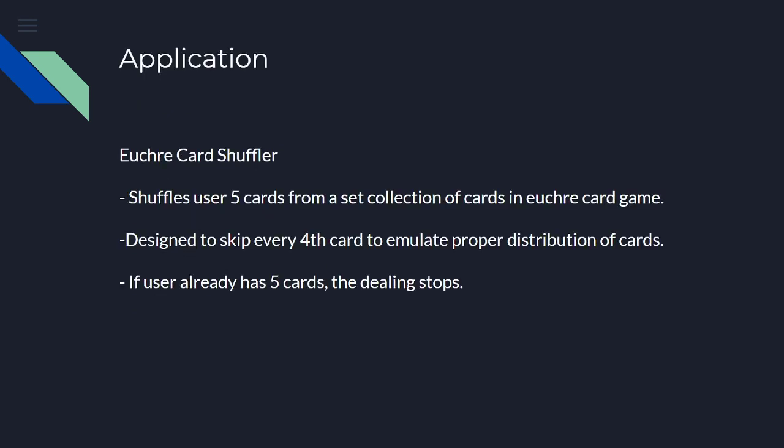In my application, just a high-level overview, it will be a euchre card shuffler. It deals the user 5 cards from a set collection of cards in the euchre card game, designed to skip every fourth card to emulate proper distribution of cards. If the user already has 5 cards, then the dealing stops.